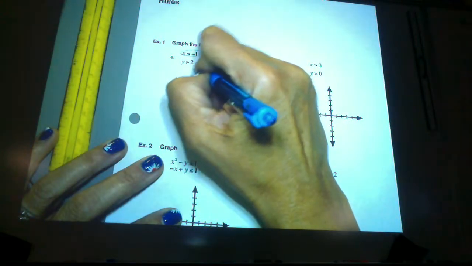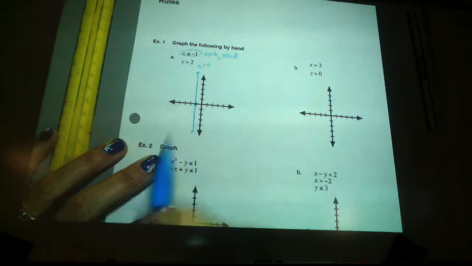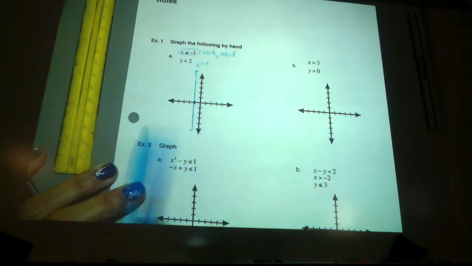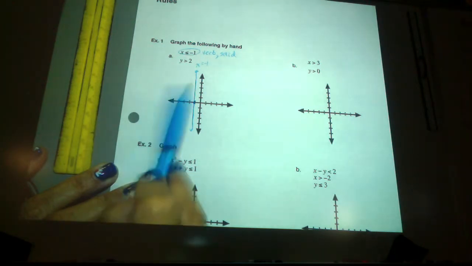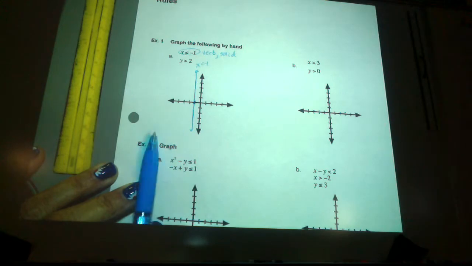All right, so this is x equals -1. And then our shading is less than, so technically our shading is going to go over here to the left. I'm not going to shade on mine, you can shade on yours, because shading with pen makes it a little messy. So we'd be shading all over here to the left, because that's less than.